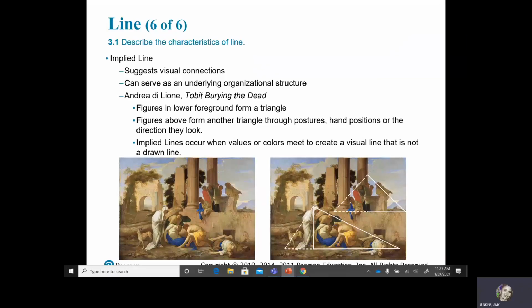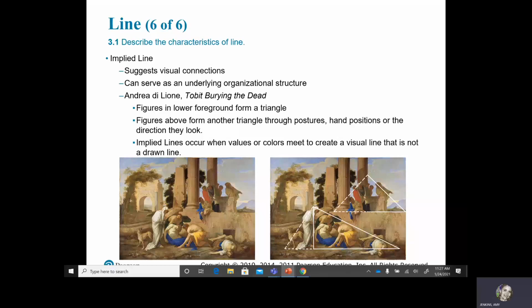Implied line suggests visual connections. It can serve as an underlying organizational structure. So I've always known them as being called lines of sight, or these compositional lines that you see in the triangles on the right side. So we have Andrea de Leone, Tobit Burying the Dead.